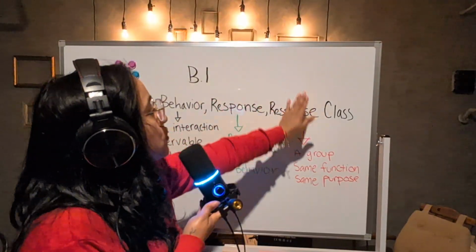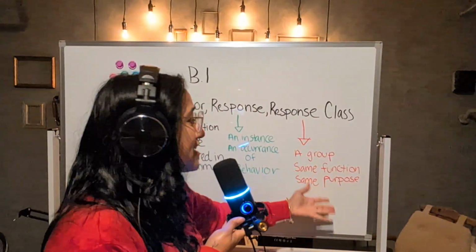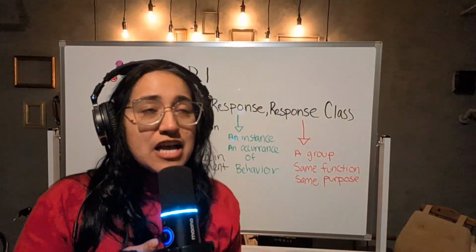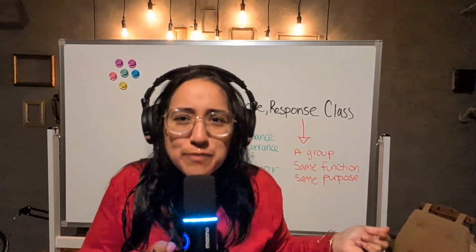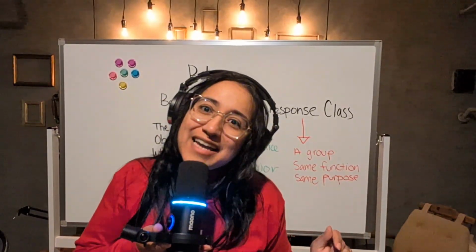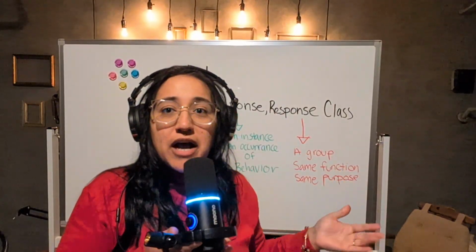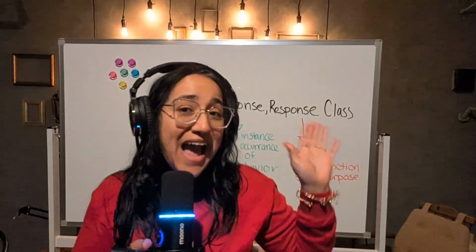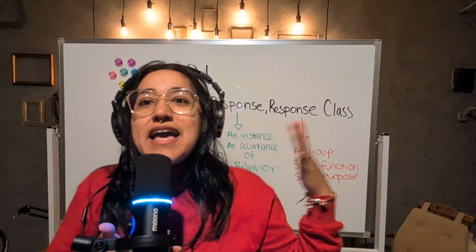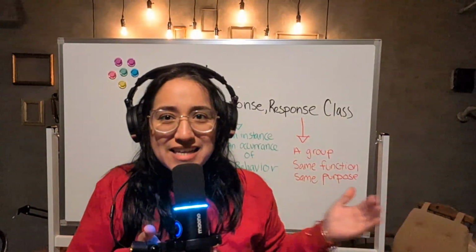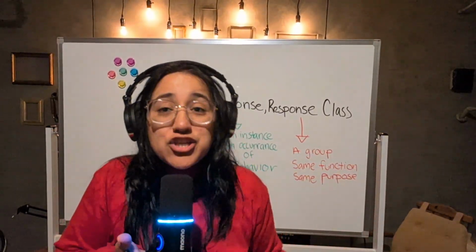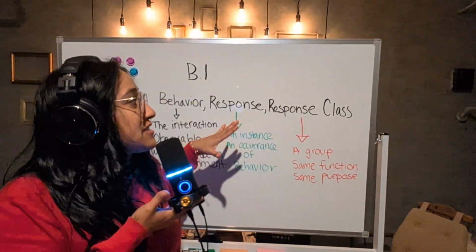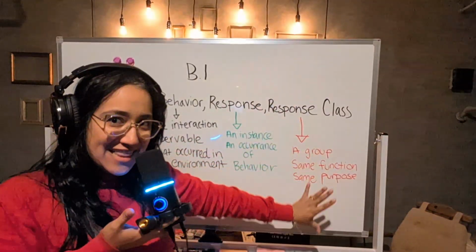So now let's go to response class, a group that has the same function, the same purpose. So for example, under response class, how many ways can you respond to someone saying hi to acknowledge them? You could orient your body. You could give them your eyes. You can say hi. You can wave. You can say hello. You can say what's up, what you been up to. It all depends, right? But we all understand it under the same function, which is saying hello, or interacting with someone, trying to get someone's attention. So we're going to classify it as a response class.